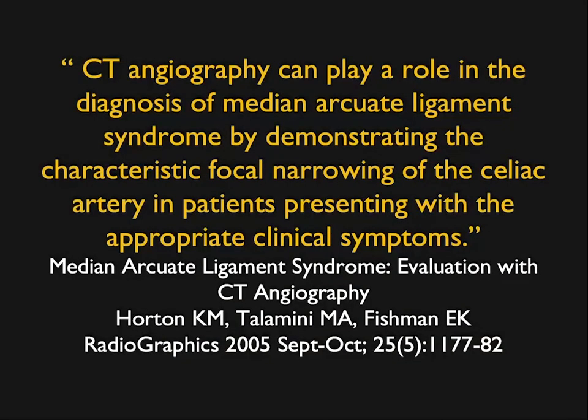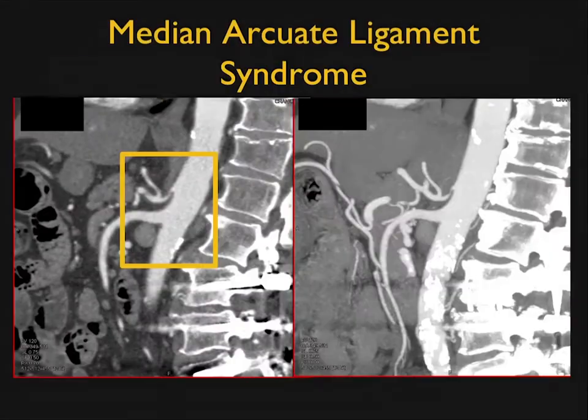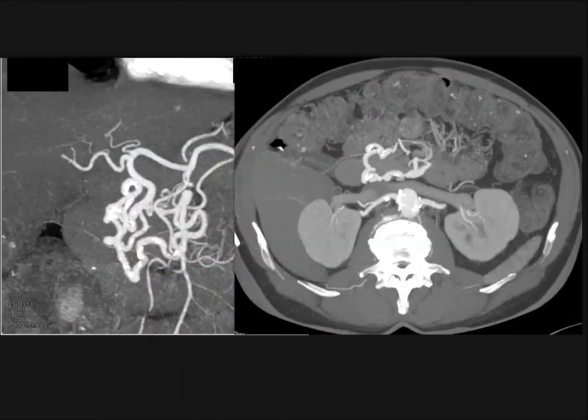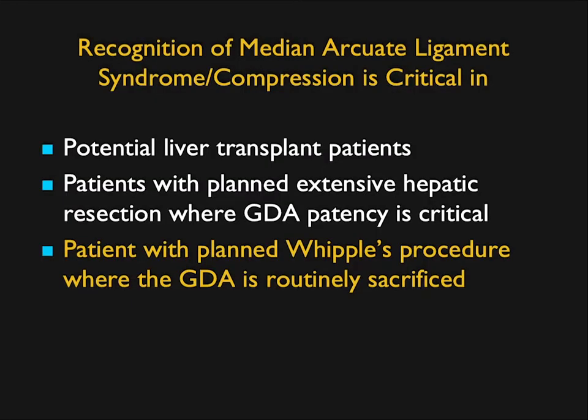And we did publish this article a number of years ago talking about median arcuate ligament syndrome, the compression. Good example here. You often will see a fishhook configuration with post-stenotic dilatation. So that's something to be aware of. And the amount of collaterals will vary. Here's just a really good example. Sometimes a big cluster, it looks like, but sometimes if you don't have IV contrast, you can be confused with calling this a mass or calling it nodes. And it's always important to mention it, but the 3 times that it's critical: liver transplant patients, patients where you're doing hepatic resection with GDA patency is critical, and of course, as I mentioned, Whipple's procedure.